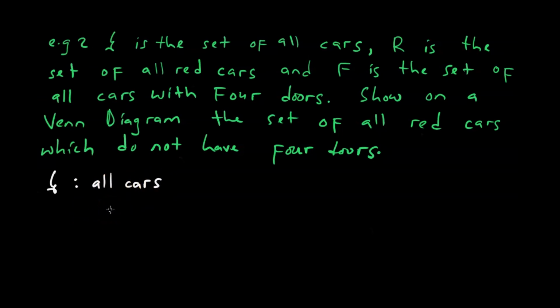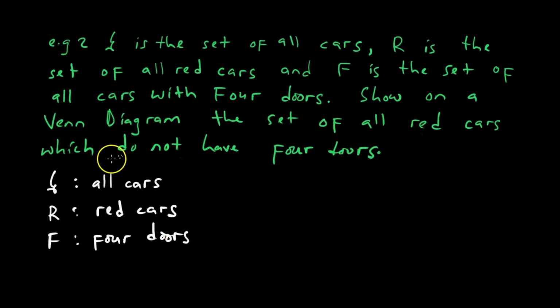Say, Lamborghini, Tesla, Mazda, Toyota, whatever. That's the universal set. Then we are told that R is the set of all red cars. So R is red cars. And F is the set of all cars with 4 doors. So for F we can just write 4 doors. Like this. Then it says, show on a Venn diagram the set of all red cars which do not have 4 doors.